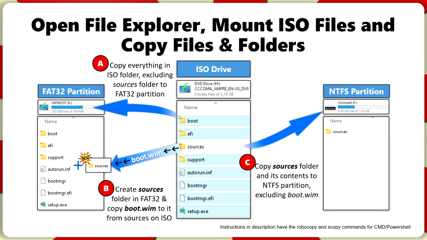Next, we're going to work with our NTFS partition. From the mounted ISO drive, copy the Sources folder to the NTFS partition. You're going to copy everything except the boot.wim file. And this is going to take a while. This is going to take anywhere between 15 and 30 minutes.